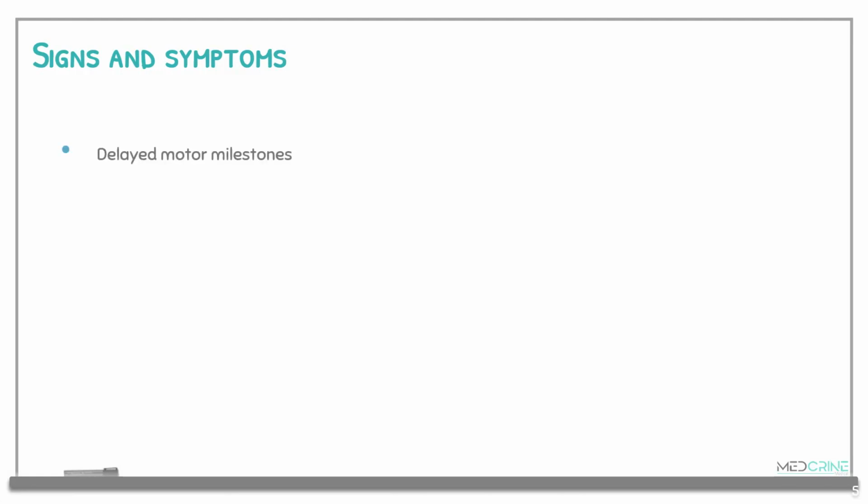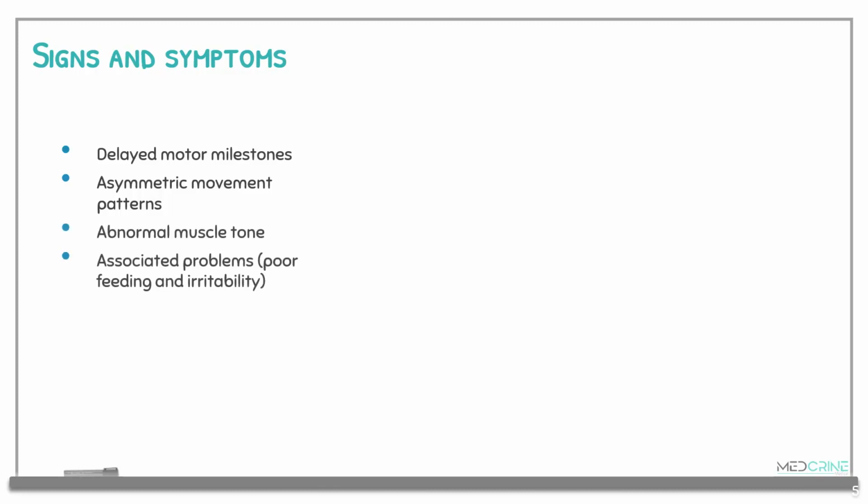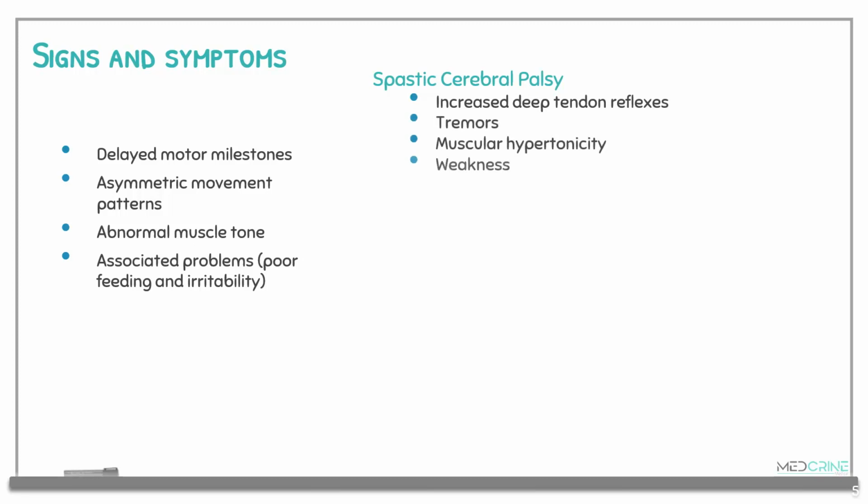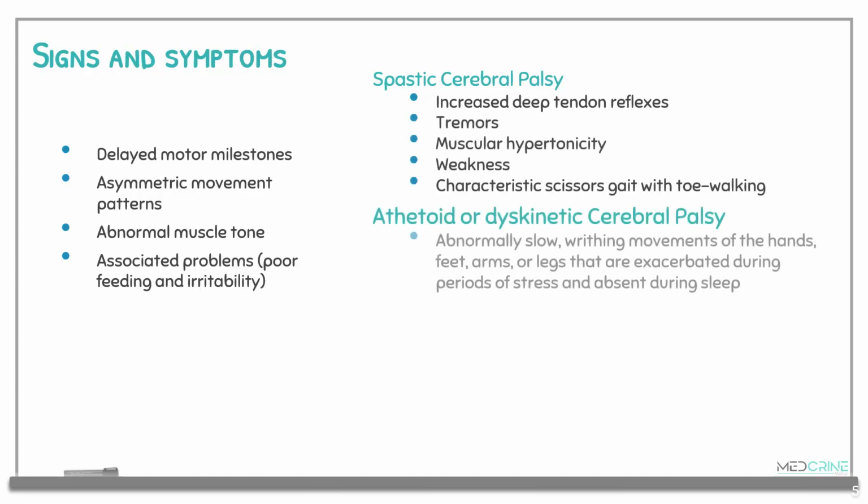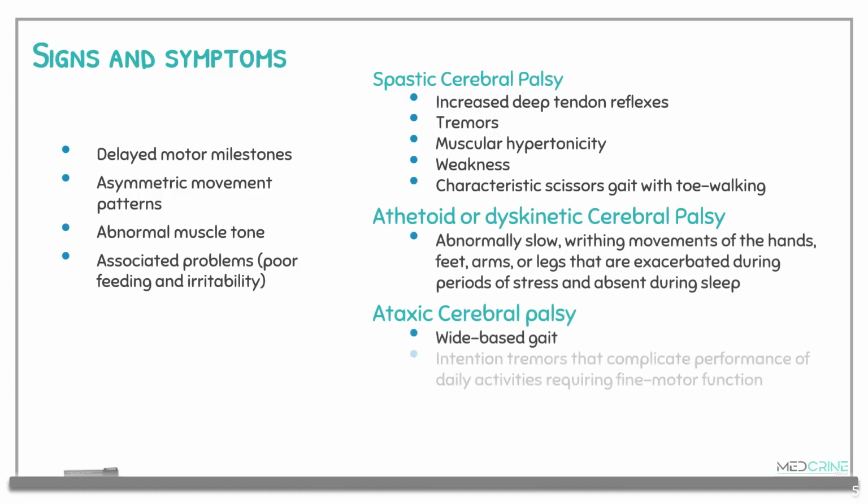When we look at the symptoms, we have delayed motor milestones, asymmetrical movement patterns, abnormal muscle tones in these patients, and these patients usually are associated with poor feeding or irritability problems. Spastic cerebral palsy has features of increased tendon reflexes, tremors, weaknesses, muscular hypertonicity, and characteristic scissors gait while walking.